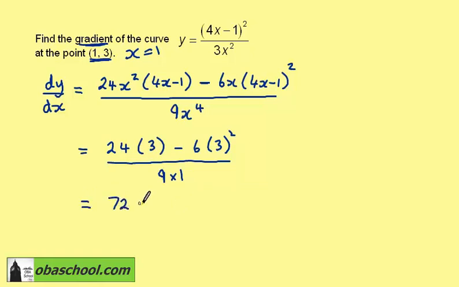24 times 3 is 72, and 6 times 9 is 54, all divided by 9. And this is 18 divided by 9, which is 2.